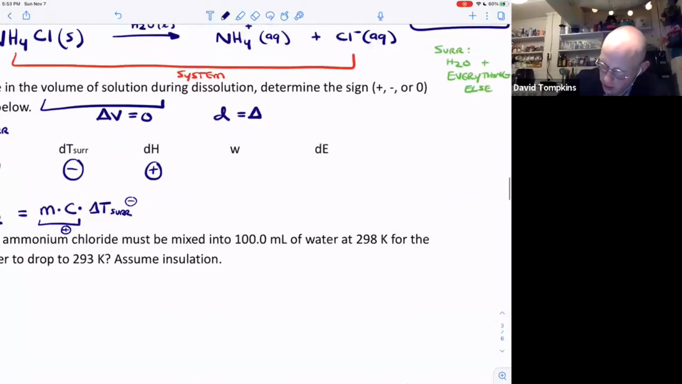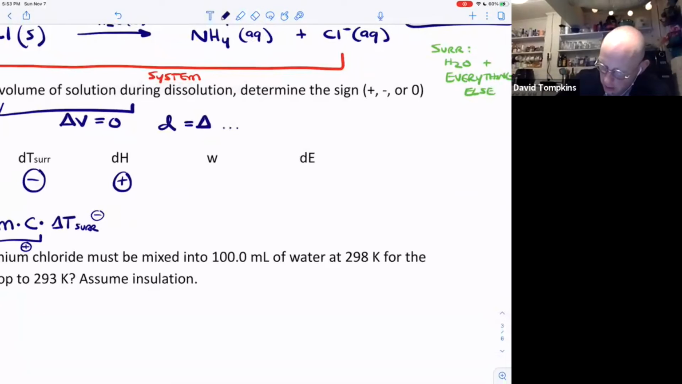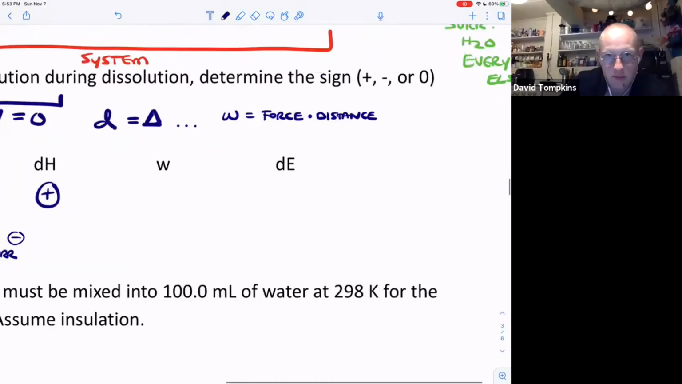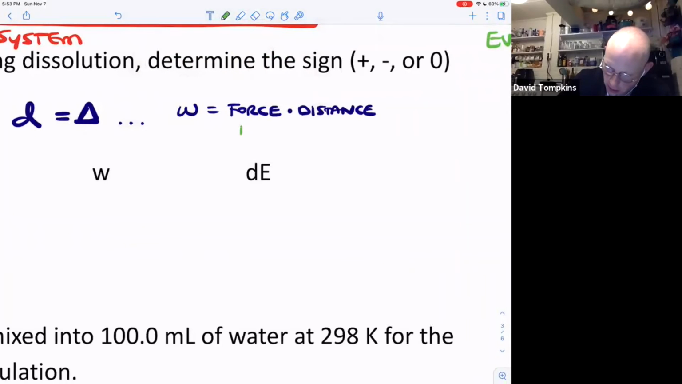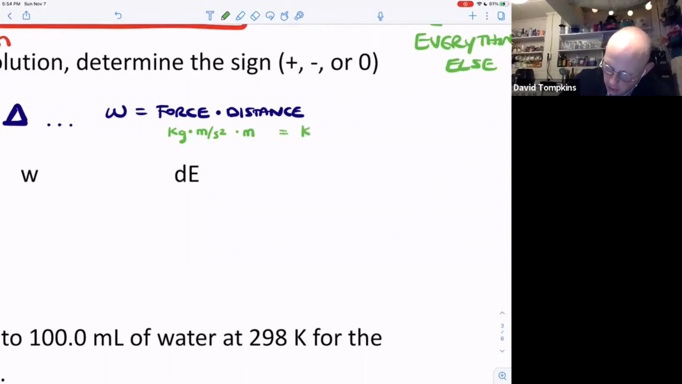So let me mention here, since I haven't talked much about work yet today, that work is ordered energy that's used to do some productive process, and it's equal to the product of force times distance, where a force has the units of a mass, kilograms, times an acceleration, meter per second squared, and distance has units of meters. That gives a kilogram meter squared per second squared, and that's also known as a joule. So work is an energy unit.